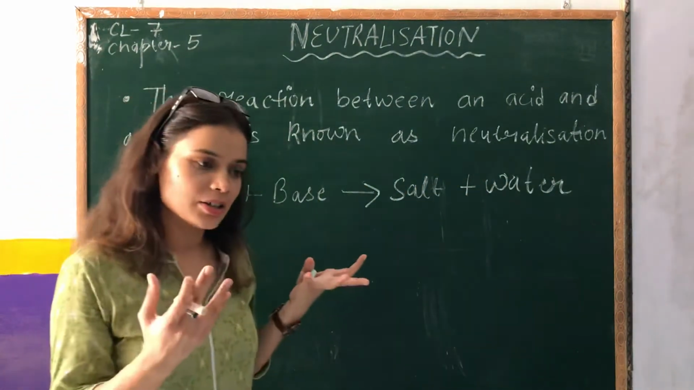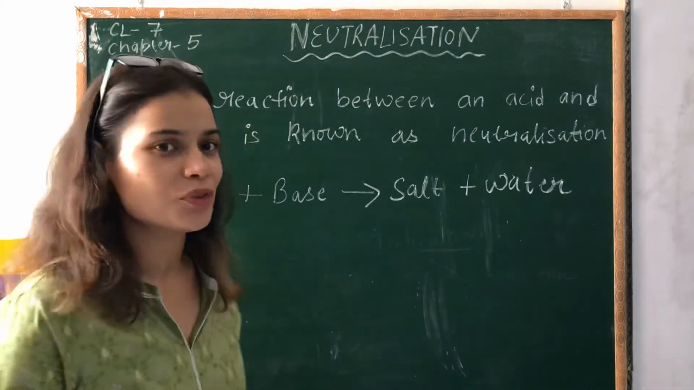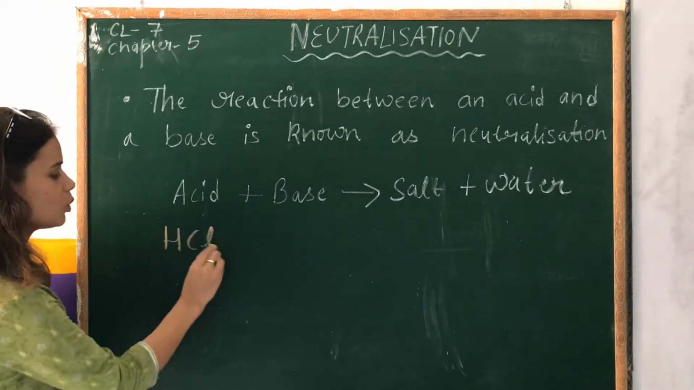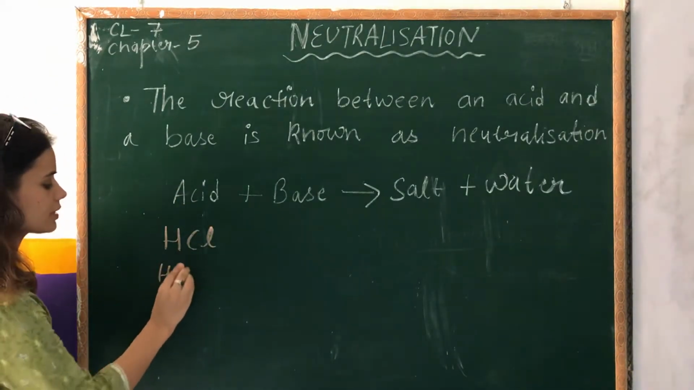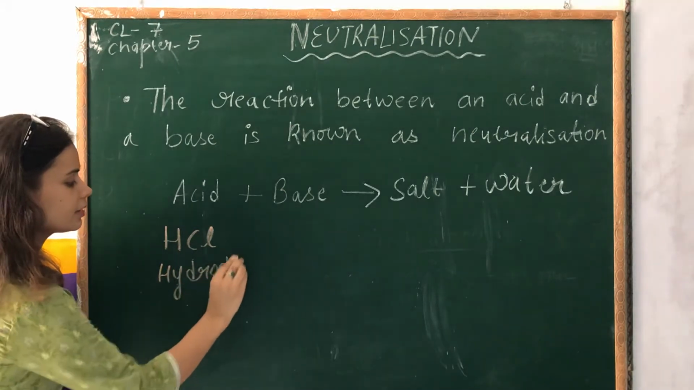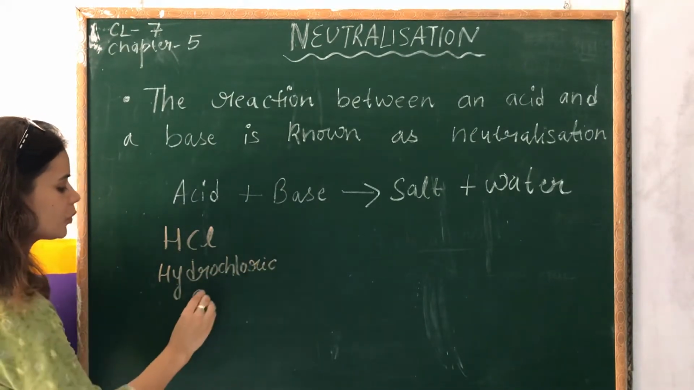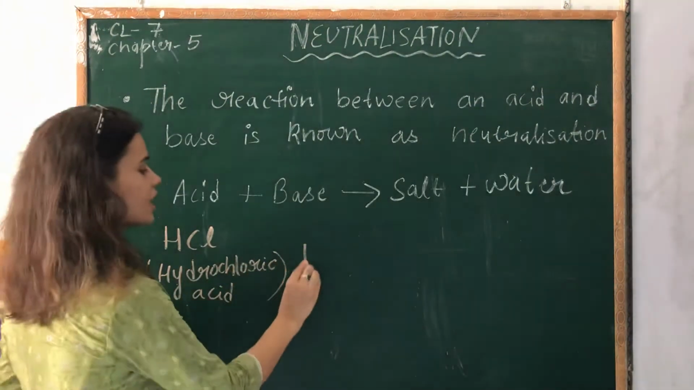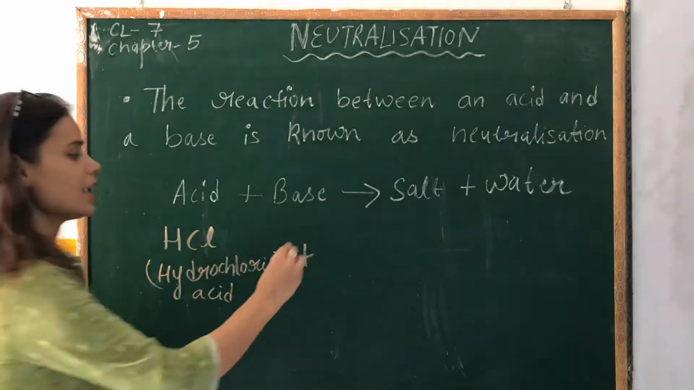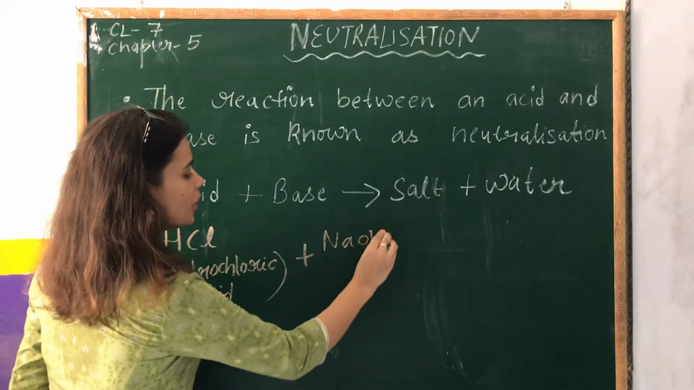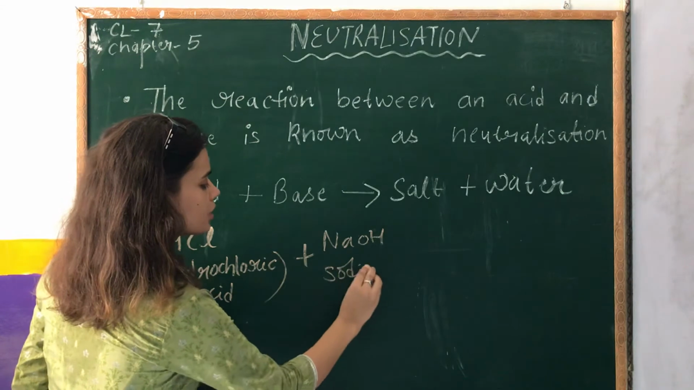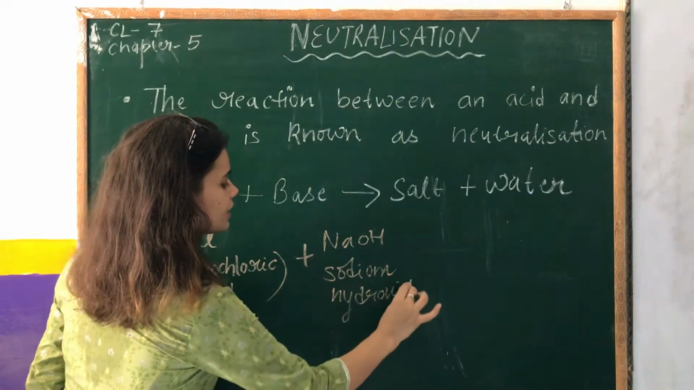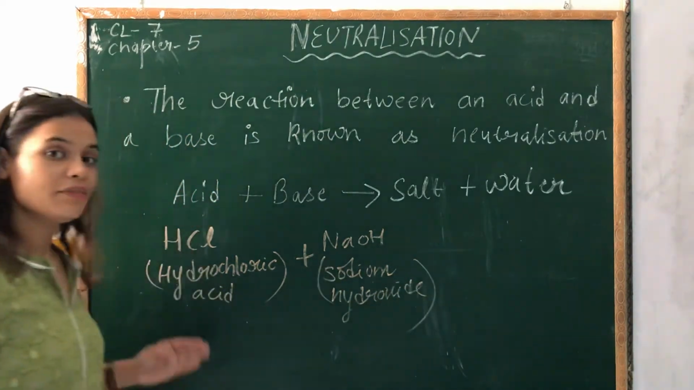Now let us write one equation for that. Children, an example of an acid is HCl. HCl is hydrochloric acid. Clear? Now when this acid reacts with a base, let's take any base, NaOH, which is sodium hydroxide, what will they both give?